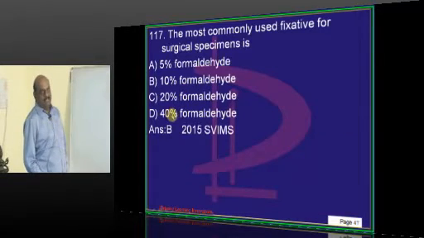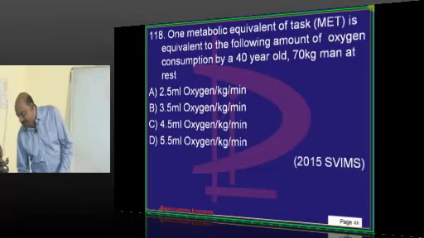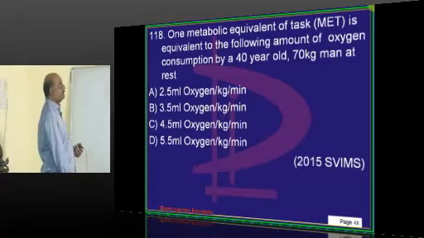What is the most commonly used fixative? It is 10% formaldehyde, which is what you need to basically remember.